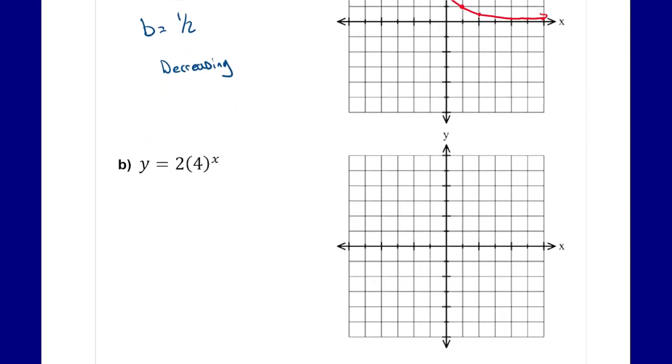For the next one, y equals 2 times 4 to the power of x. Again, looking at our values, our A value is 2, our B value is 4. Okay, this is one of our standard examples of exponential growth. Right, so this would be increasing. And if I just wanted to quickly sketch it, we're at a y-intercept of 2, and then we grow exponentially by a factor of 4. So the next one would be 8, and then 32, and so on. But the main thing is just using our y-intercept and sketching roughly what it should look like.